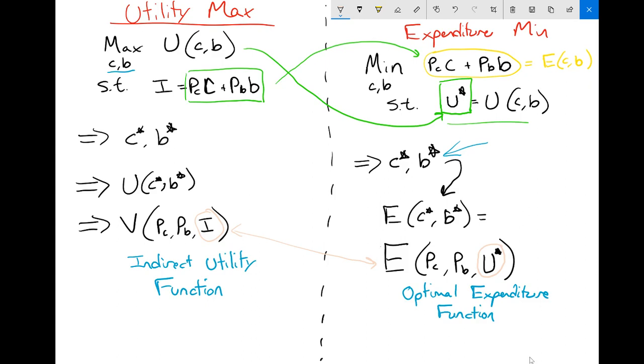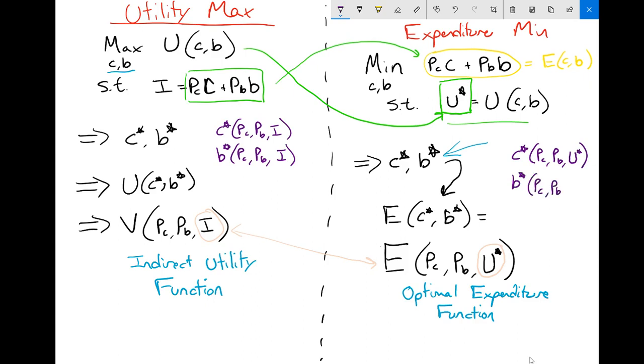And so when we do utility maximization, we're going to get C star as a function of the prices and income, and B star the same way, prices and income. When we do expenditure minimization, we will get C star as a function of, again, prices, but utility is now a parameter. So now it's no longer income as a parameter, but utility as a parameter.